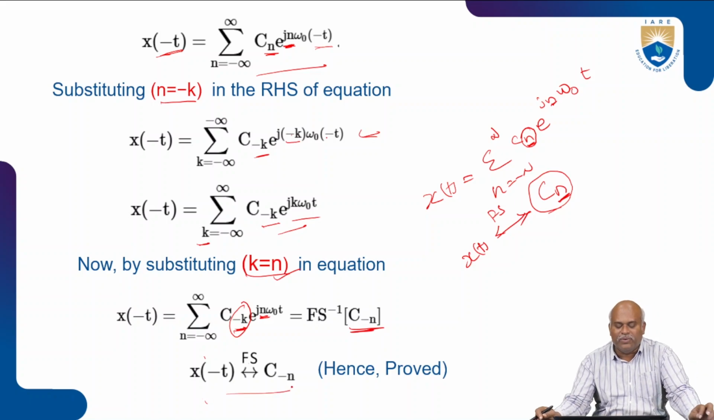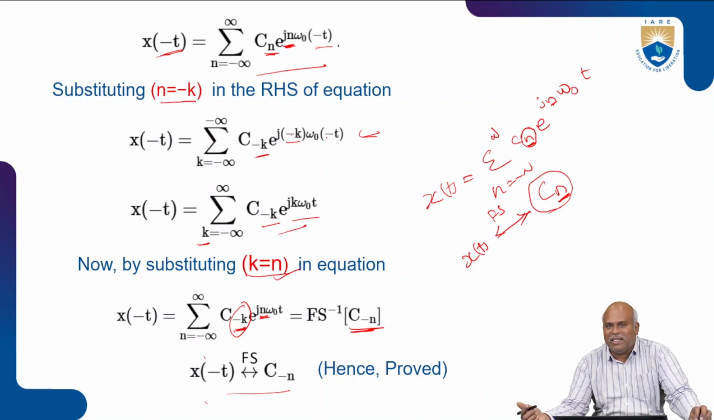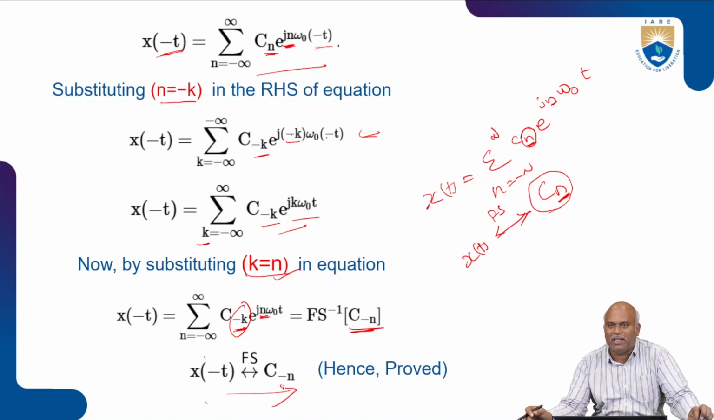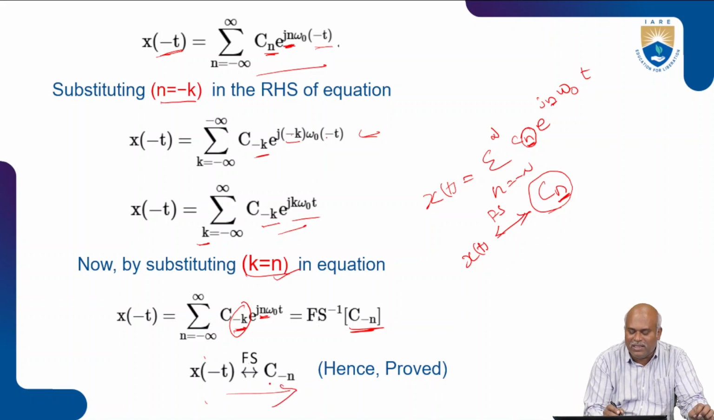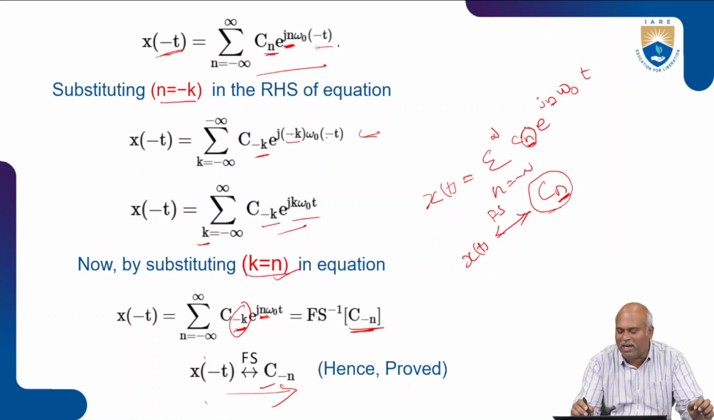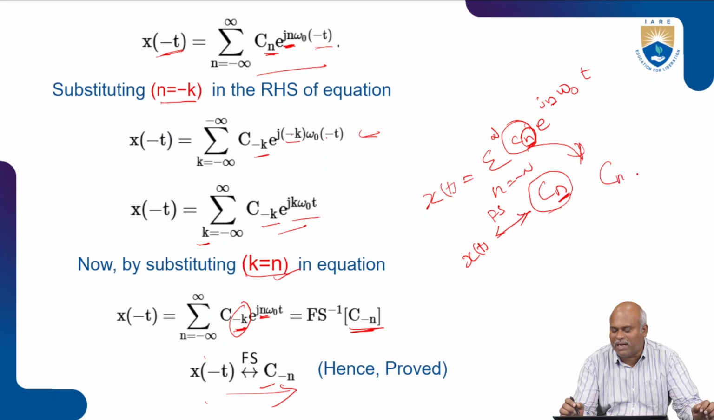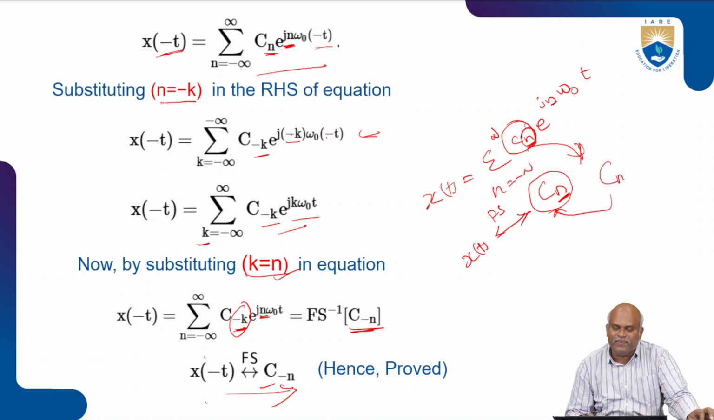Now we should prove that if a time reversal happens, that is minus of t, then if we take the Fourier series, we get c of minus n. This is a capital letter, this is a small letter. This small letter of n is represented as the capital letter of n. Hence, the time reversal property is proved.